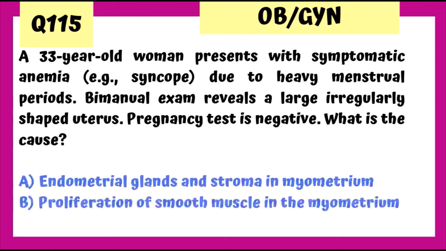Question 115. A 33-year-old woman presents with symptomatic anemia due to heavy menstrual periods. So she has, for example, syncope. Bimanual exam reveals a large, irregularly shaped uterus. Pregnancy test is positive. What is the cause? This is proliferation of smooth muscle in the myometrium, right? This is leiomyomas. This could cause her to have these heavy menstrual periods and the large, irregularly shaped uterus.